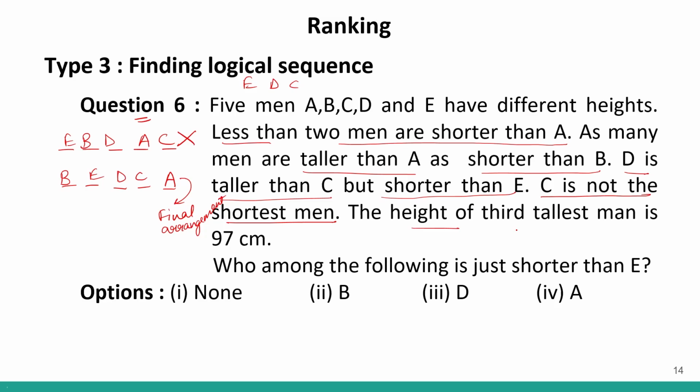Now, the height of the third tallest man is 97. So third tallest is, this is the tall side and this is the short side. Third tallest will be D, correct? So D is 97 centimeter.